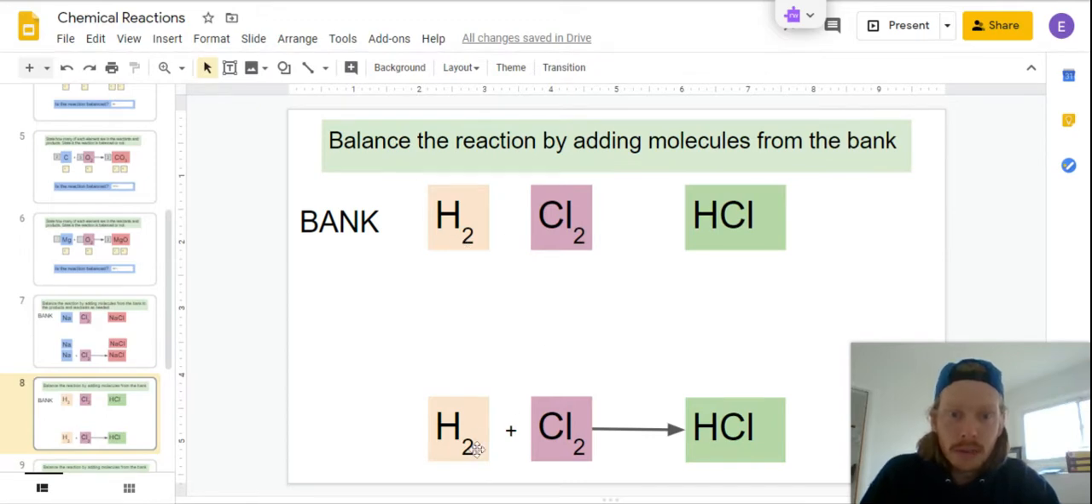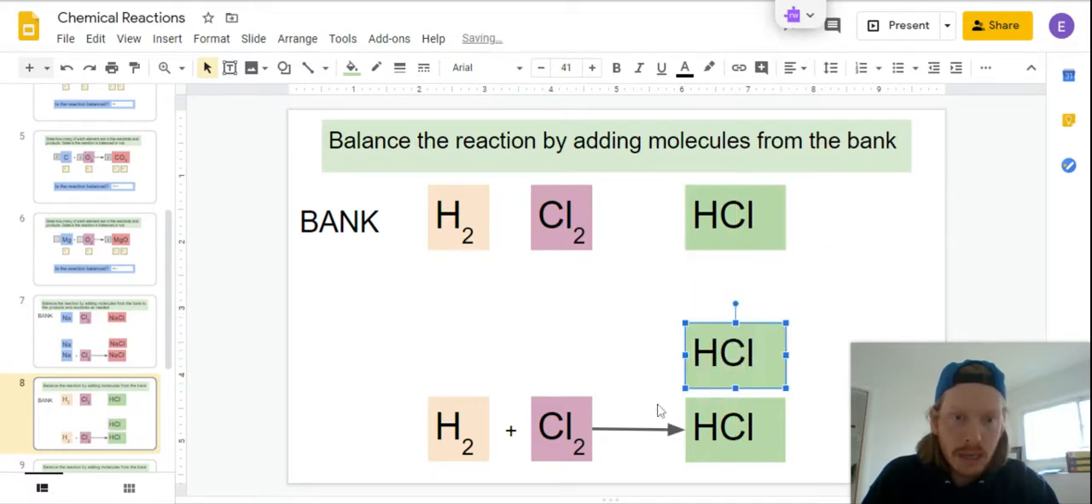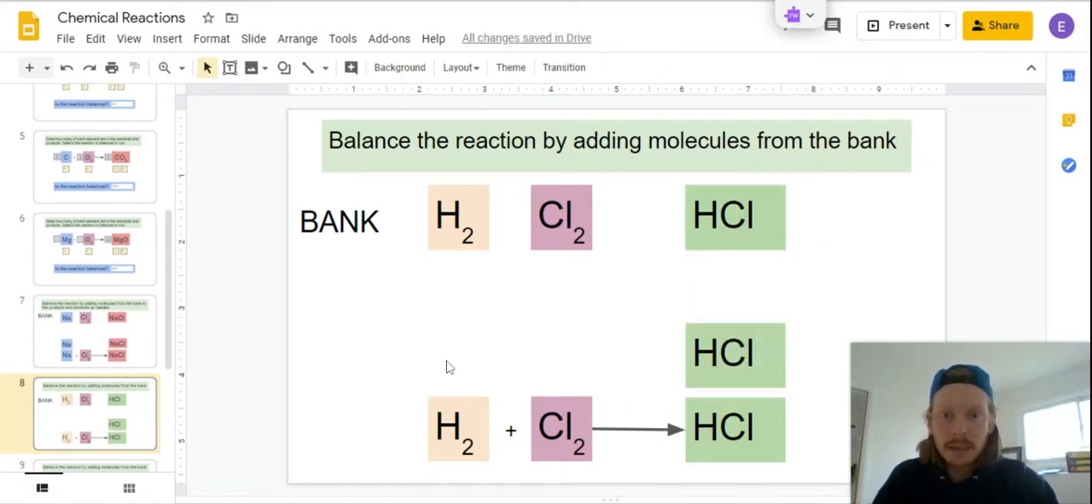HCl, so 2 diatomic elements, right? Hydrogen and chlorine, and HCl. So there's 2 hydrogens, 1 hydrogen, 2 chlorine, 1 chlorine. So all this is going to take is just one of these. Now we have 2 of each element in the reactants and the products, and we are looking good.